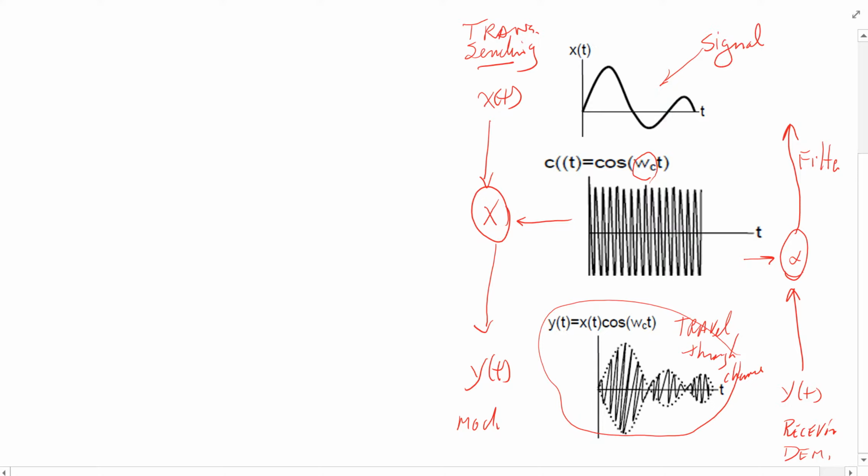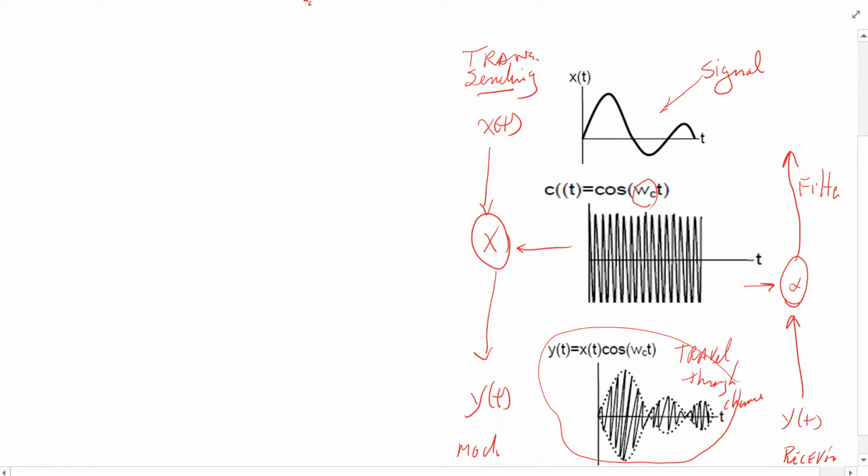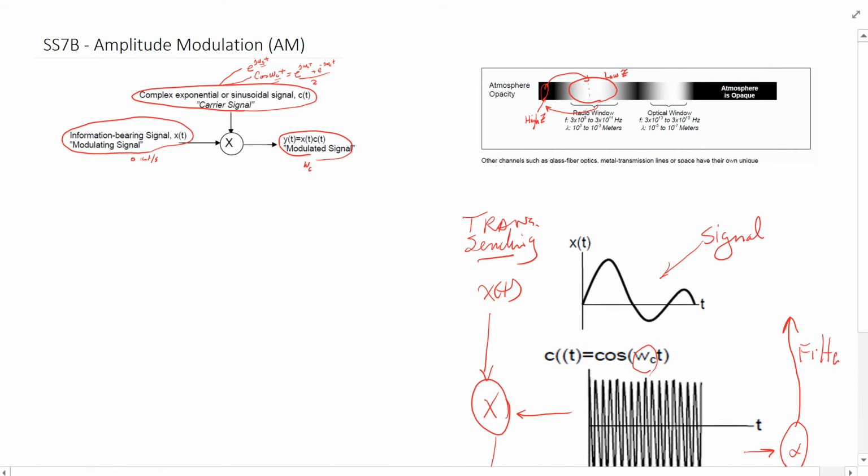They usually call it the information-bearing signal. Okay, so that's kind of what we're doing. What we're going to do for the rest of this is the essence of this. Now you know amplitude modulation. In the next few minutes that we have together in this video, we're going to see what the math is behind this that makes this thing possible.